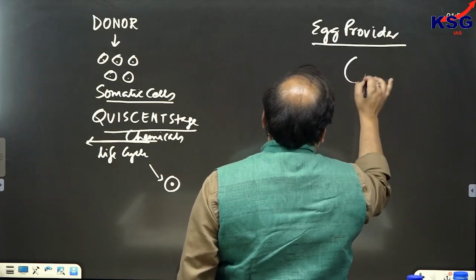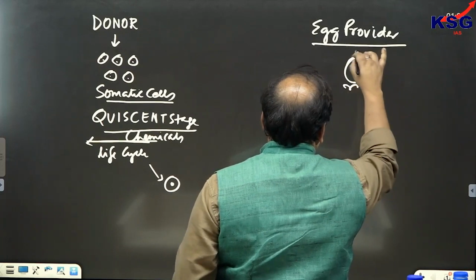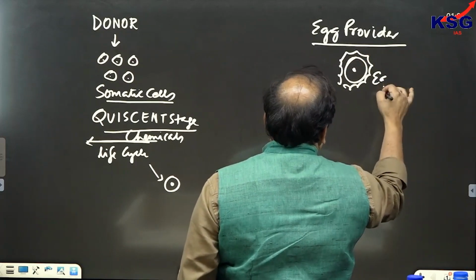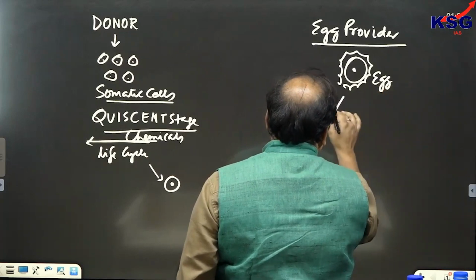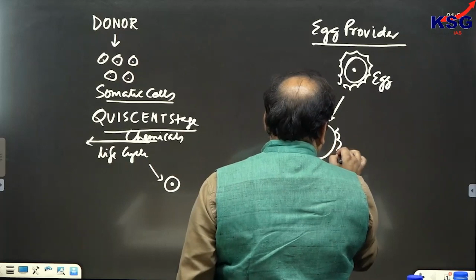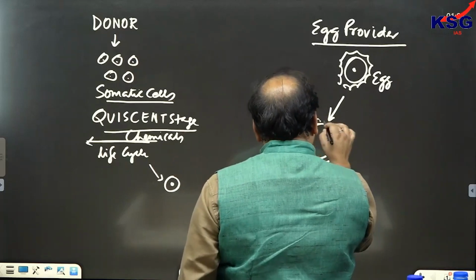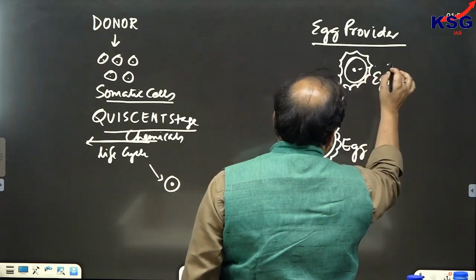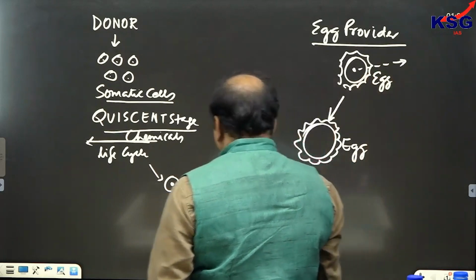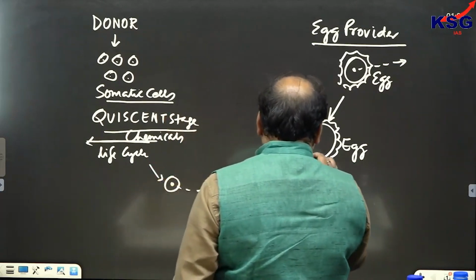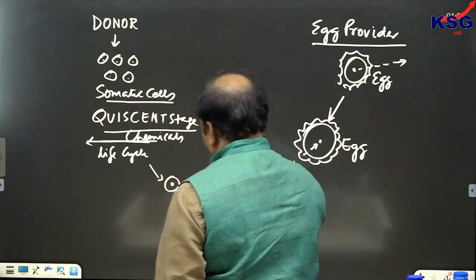We are extracting the nucleus. The egg cell, not the nucleus, the egg, and we are removing the nucleus from it. So we are making it enucleated. So this is the egg from where the nucleus has been removed. Clear? And then what we do is transfer the nucleus of the somatic cell to the egg.